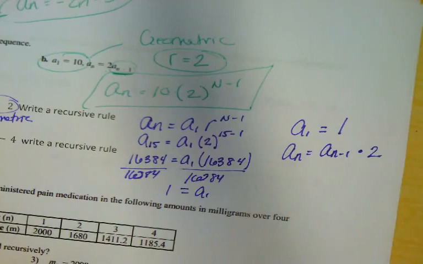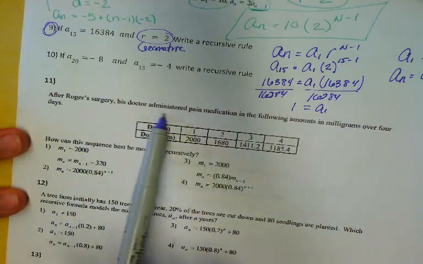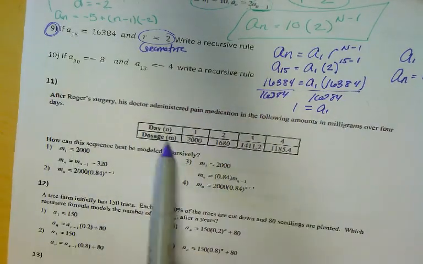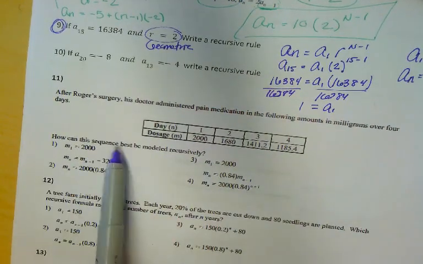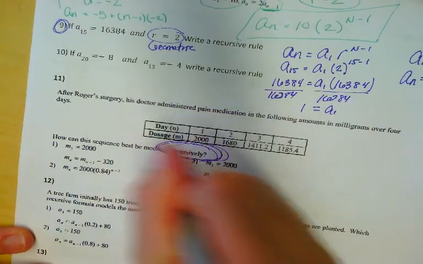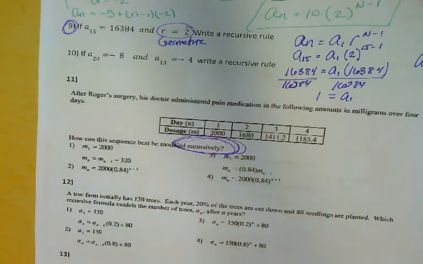All right, let's jump down to 11 so you can see it asked as a multiple choice version. After Roger's surgery, his doctor administered pain medication in the following amounts of milligrams over days. So days, dosage of medication. How can this sequence best be modeled recursively? There's your trigger word. Looking at your 4 choices, this should be a 50% question here. What 2 choices can I eliminate?